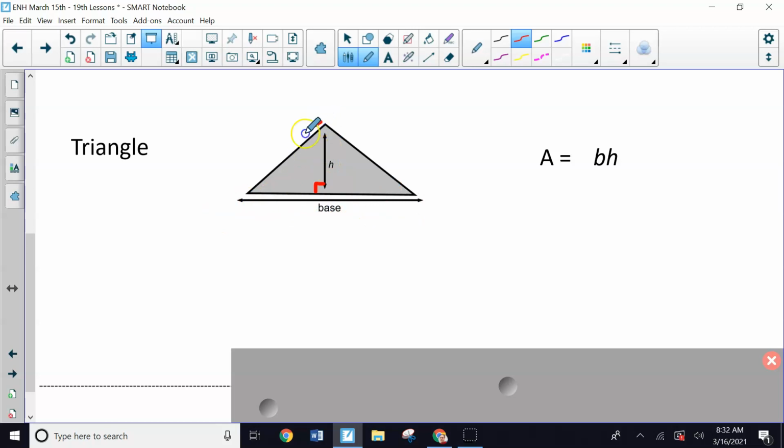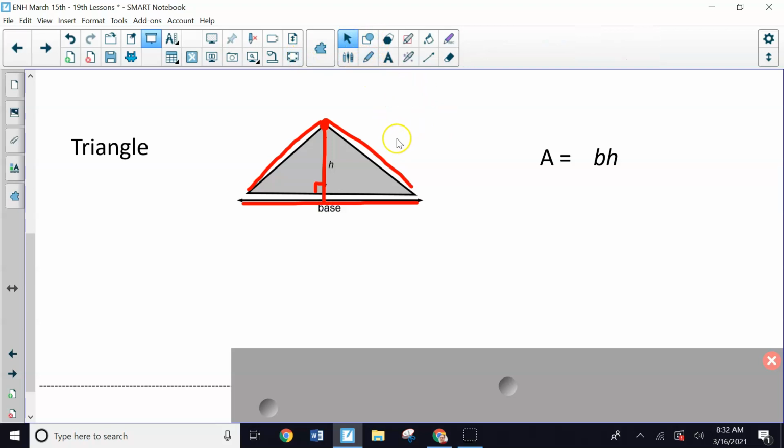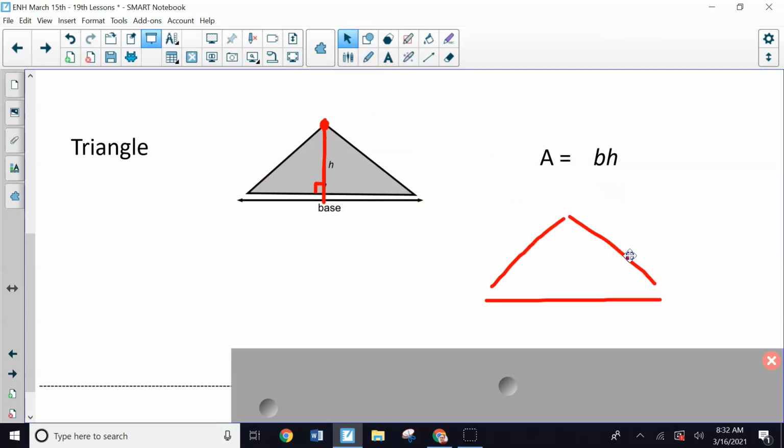So that means we're not going to use this side number. We're not going to use this edge. We need one of the edges as the base, but the other is a straight line from the point straight down to the base in a 90-degree angle. So that's what we're going to use for our base and our height right here.